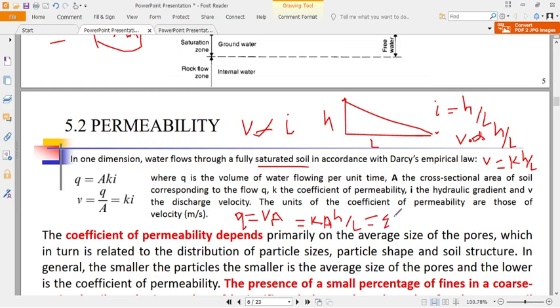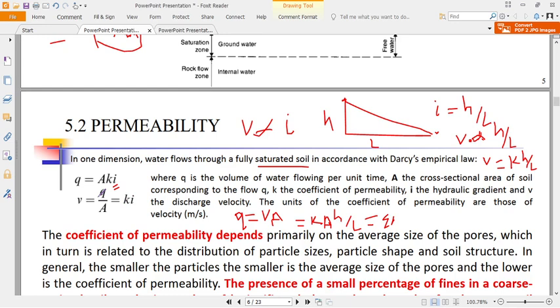So now, if you divide by A throughout, you find that V is Q over A. If you put Q over A here, this A will cancel out, which will remain with V, and this is K, H over L, where H over L is our I, we call the hydraulic gradient. Is that okay? Now you can make K the subject and determine it.